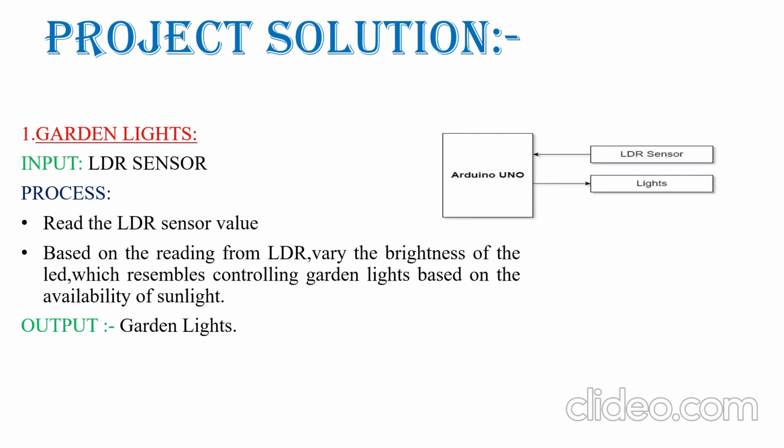Then we have the project solution. First, garden lights. The input is the LDR sensor. The process is to read the LDR sensor value. Based on the reading from the LDR, vary the brightness of the LED, which resembles controlling garden lights based on the availability of sunlight. Then the output, that is the garden light.